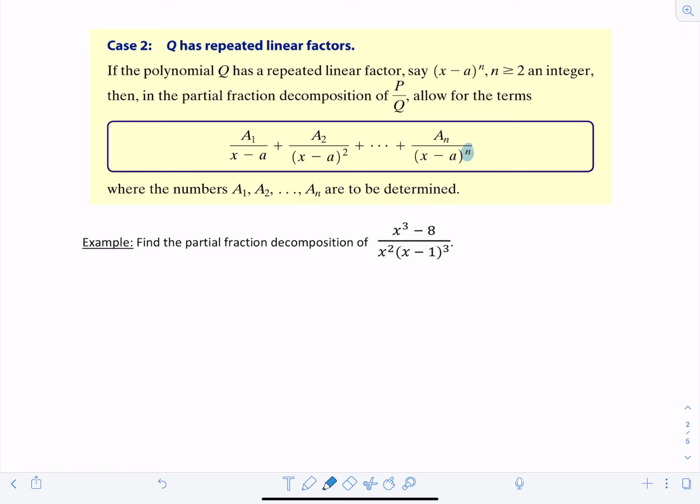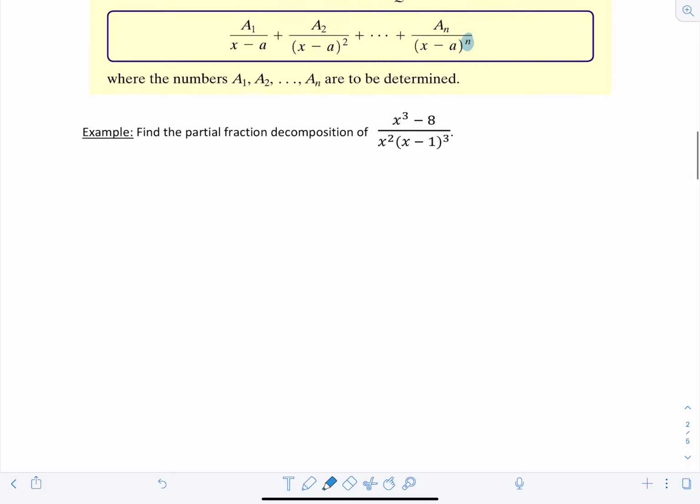So notice here, the following example, we have find the partial fraction decomposition of x cubed minus 8 over x squared times x minus 1 cubed. Now, x squared is a repeated linear factor. It's x minus 0 raised to the second power. And then x minus 1 cubed is also a repeated linear factor. So I'm going to have 5 partial fractions in this case. Does that make sense? Watch, I'm going to set it up right now.